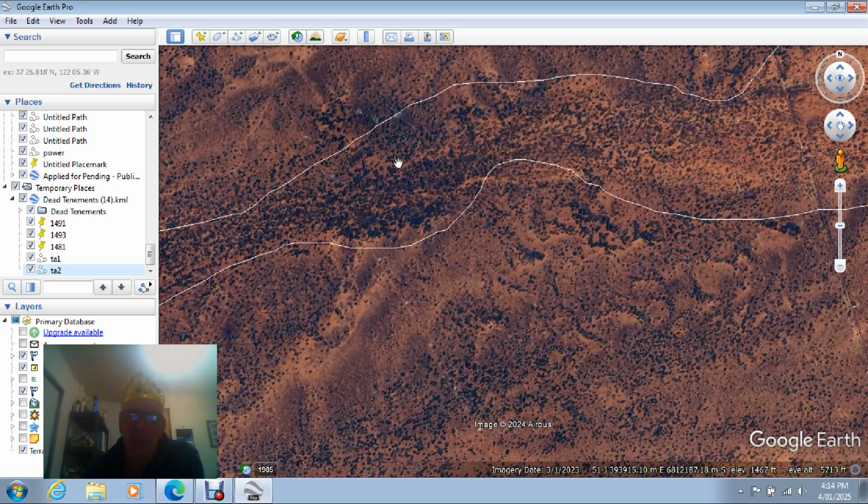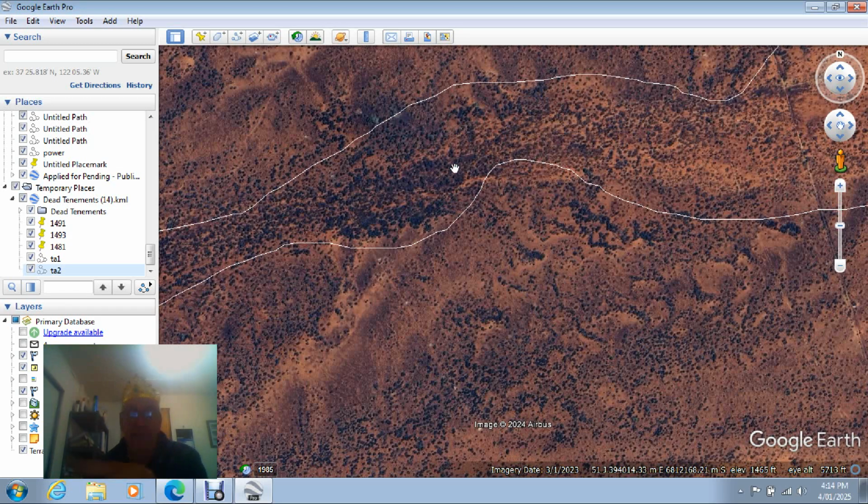Reasonably flat there, but I've definitely got a 67, 6, 5, 4, 3, 2 in the middle of those trees. 3, 2. Yeah, look, it's not as defined as I would like.